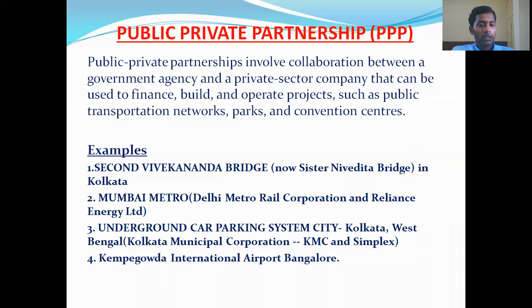Third example, the underground car parking system in the city of Kolkata, West Bengal. The Kolkata Municipal Corporation is the public agency. Then KMC and Simplex is the private agency. So the underground car parking system in Kolkata, West Bengal, is a triple P project. Then Kempegowda International Airport of Bangalore is also a public-private partnership project.